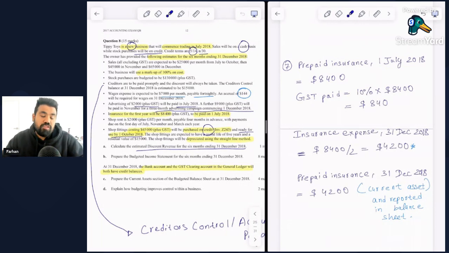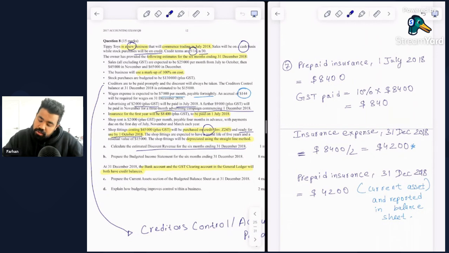on the most recent 6 months of trading, this means that half of this $8,400 would be expensed at 31 December 2018. So half of $8,400, we would already consume these economic benefits by 31 December 2018, and therefore we can expense this. So the insurance expense for the 6 months would be basically $8,400, which is the 12-month insurance, and just divide it by 2 to expense for the 6 months, and that's $4,200 in total.